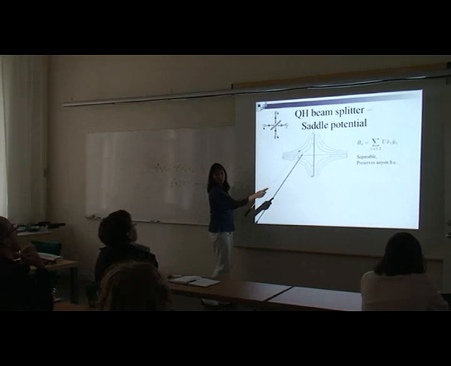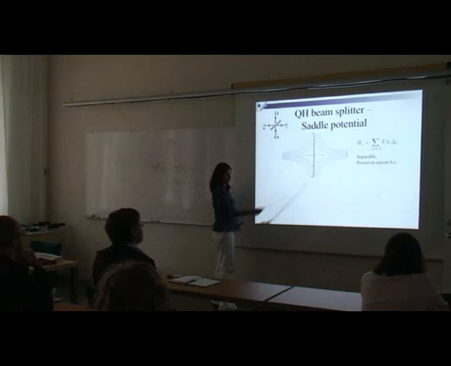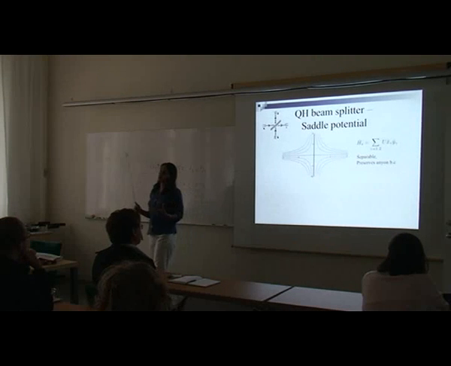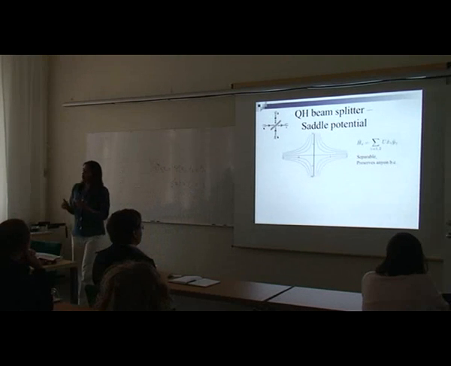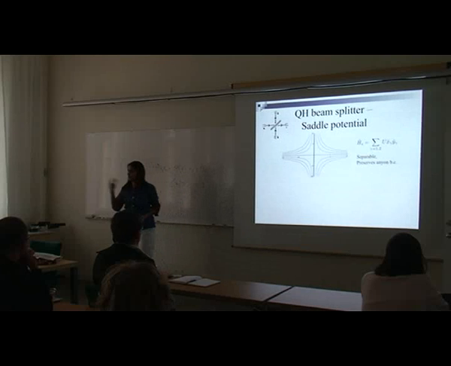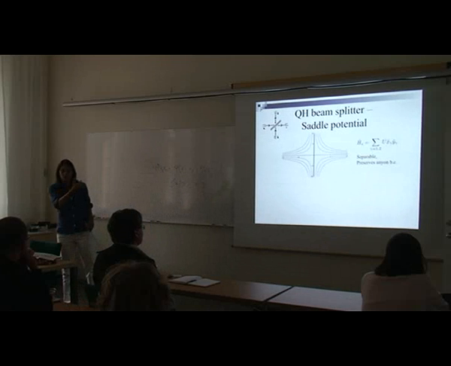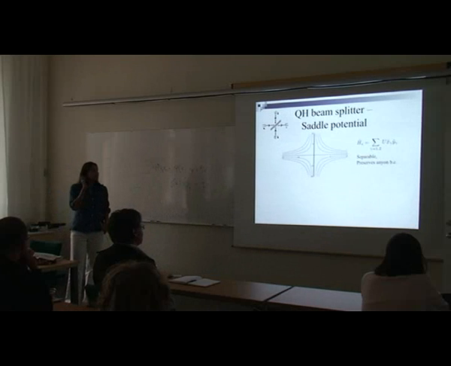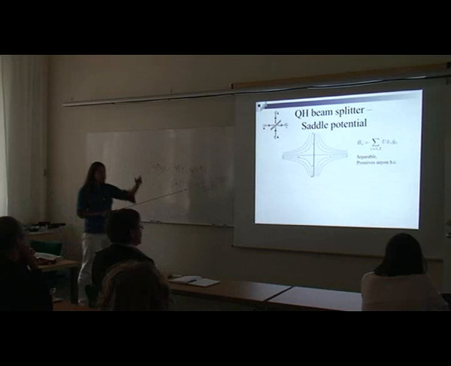And then they have a choice. They can either go this way or they can go this way. And what I'm going to show you is that if you have two particles, whether they both went this way or one went this way and one went the other way actually really depends on their statistics. So this was the potential we chose.